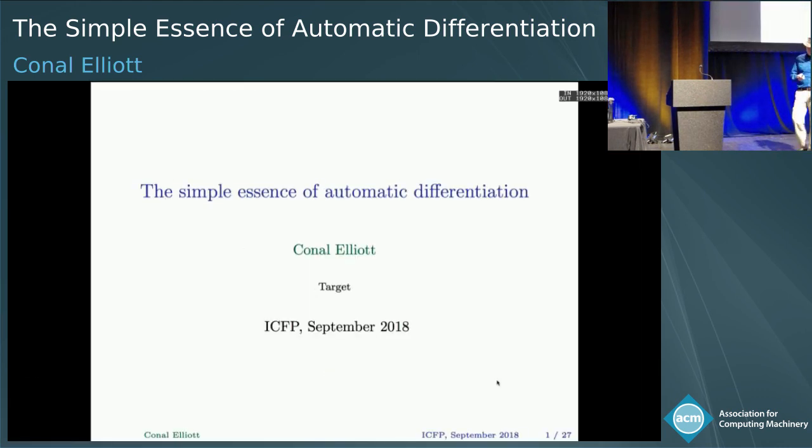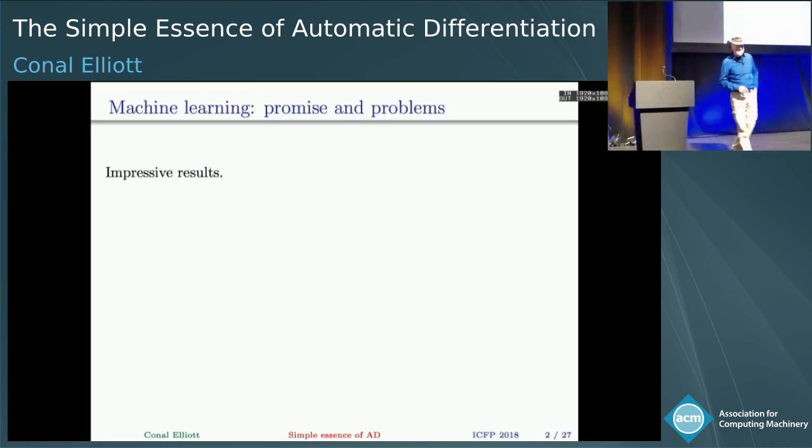Much better. Okay. So machine learning has been having a renaissance over the last few years, with pretty impressive results, which I think have affected quite a few of us. At the heart of much of its success is something called automatic differentiation, which is the mechanized computation of derivatives, in the calculus sense, of functions that are expressed in programs.